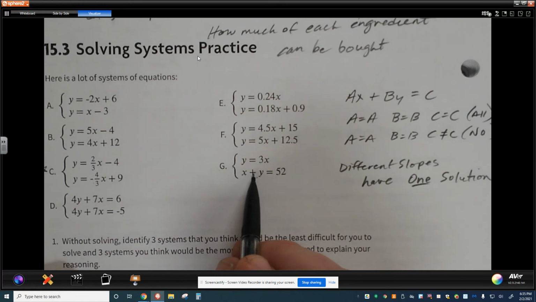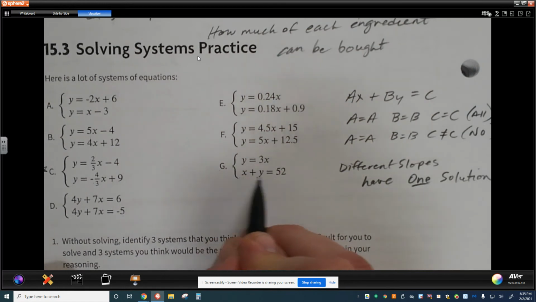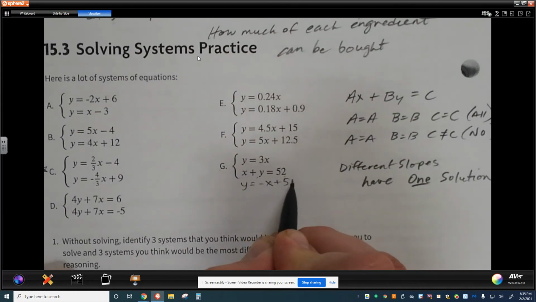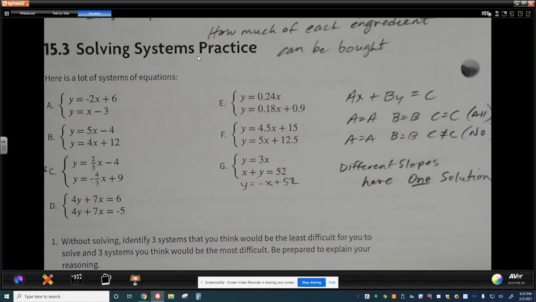G, oh, they're trying to trick us here, but I know if I subtract x from this side and this side, I get y equals negative x plus 52, and I see different slopes, one solution. Understanding those pieces really helps me to visualize what to expect and to know if I get something that comes out with one solution, but it really should be no solution, it just kind of helps guide me and direct where I should be going with that.